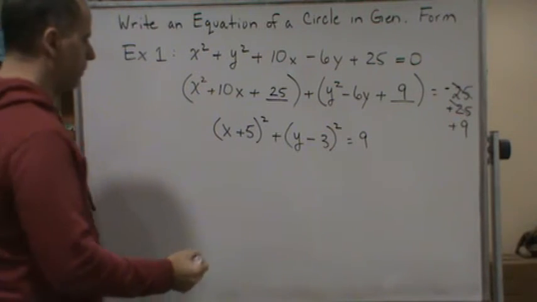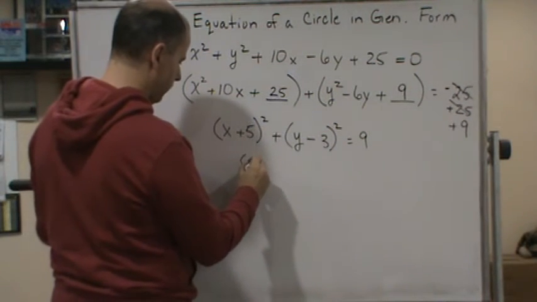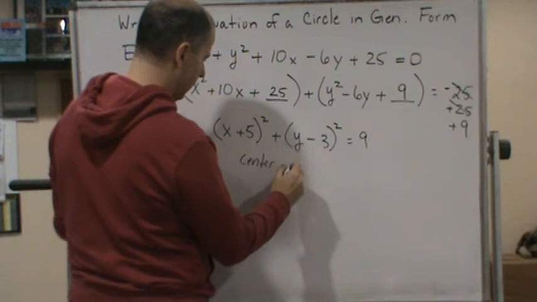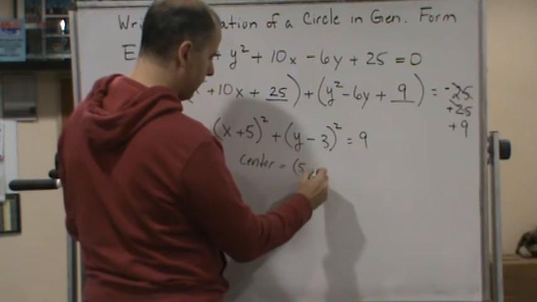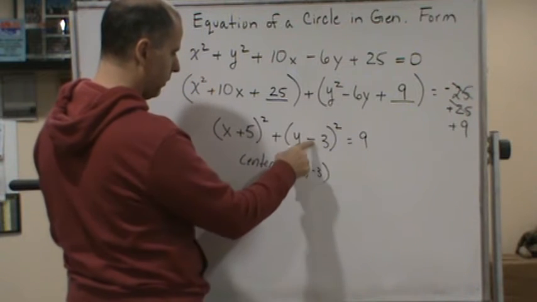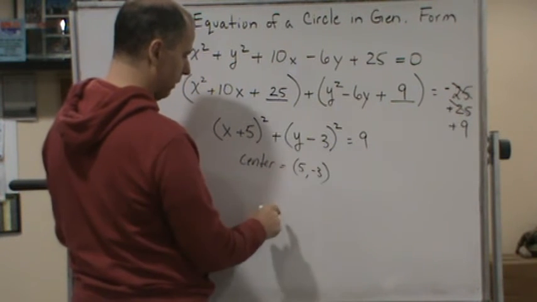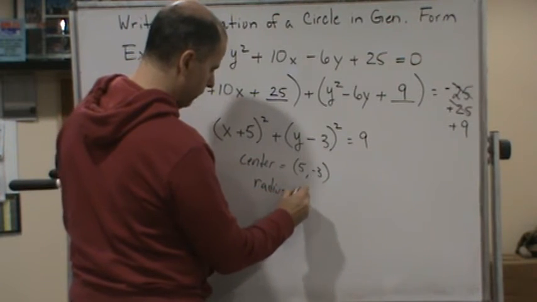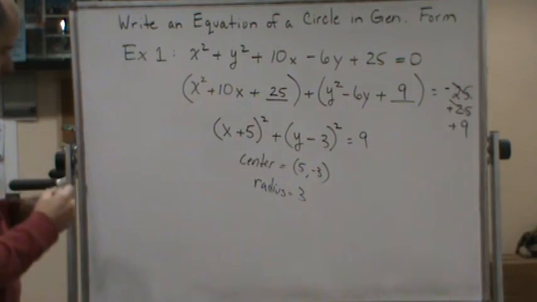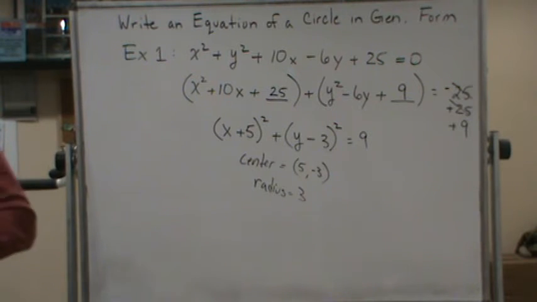So now, the center is equal to 5, negative 3. Remember, this is supposed to be plus, so plus negative. And then the radius is 3. Voila!